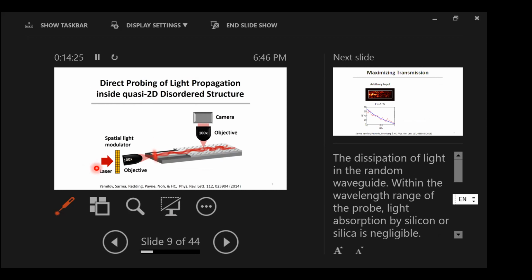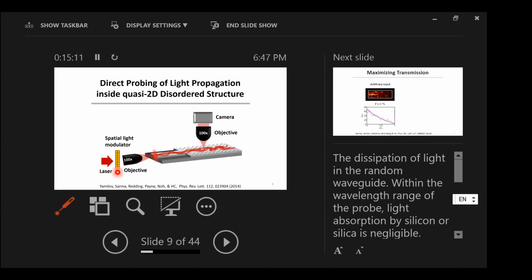So let's consider our experimental setup here. We're using a CW laser, which goes through a spatial light modulator to modulate the input wavefront. Then we use a high NA objective lens to couple light through the edge of this wafer into this waveguide. The light will then propagate through this waveguide and go into this disordered regime. It goes through multiple scattering and propagation, and there's a small amount of light to the top that we can collect with another objective lens, and then go to the camera to see what's going on.